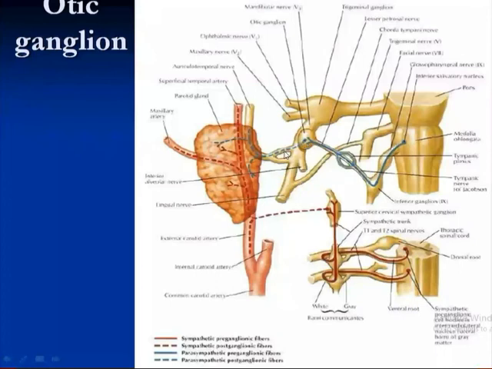Now this will cause the watery secretion of the parotid gland. That is the parasympathetic. I'll repeat once again: the parasympathetic secretomotor pathway of the parotid.